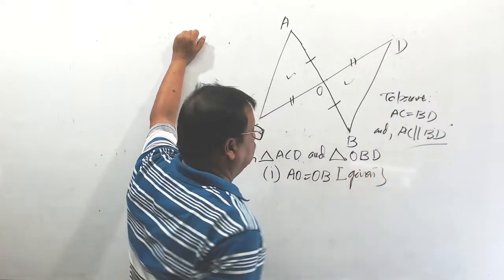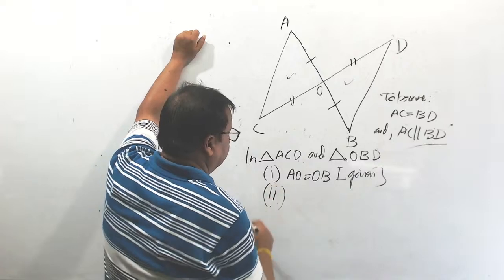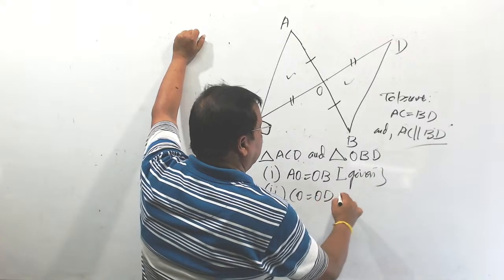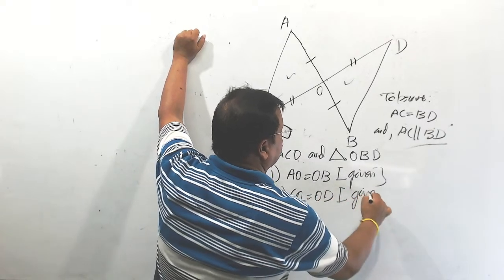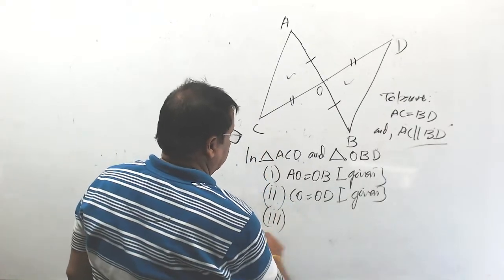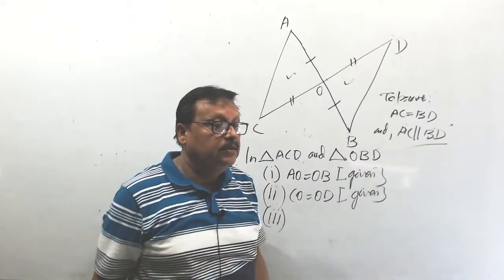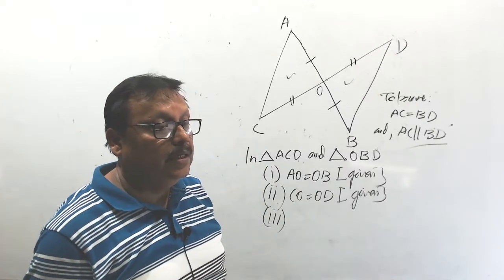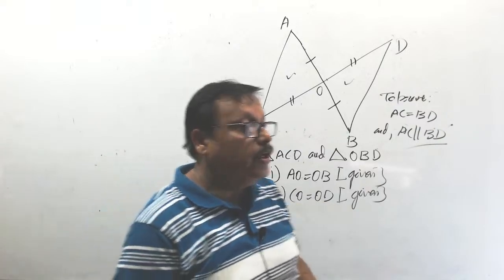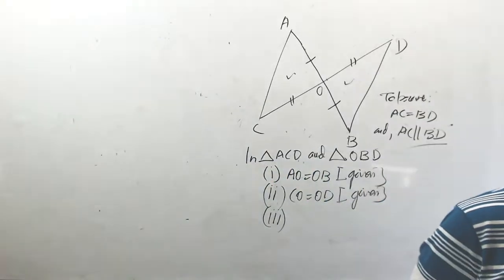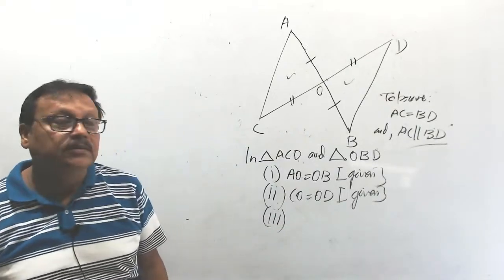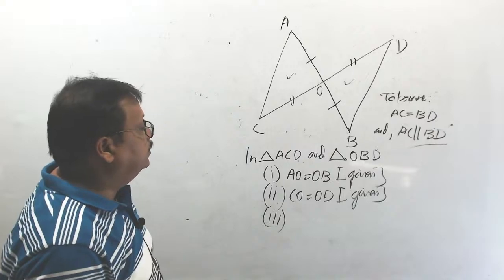Of course, you will write the reason. Number 2: CO is equal to OD. This is also given. Understood? Number 3, what will be number 3? Who can tell? Given. Yes, given. Correct. After that, third criterion. What will be the third criterion? Tell me.